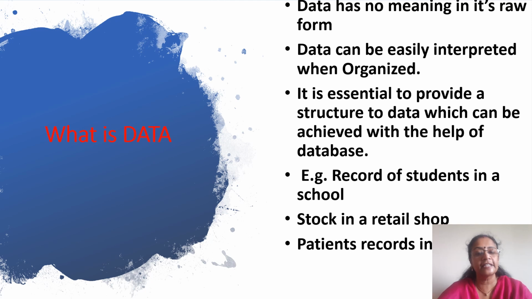For example, if I say Rahul, his date of birth is so and so and he is of so much age and this is his address. So that is a complete record or a complete information. So data, when it is organized in a proper manner, becomes information.